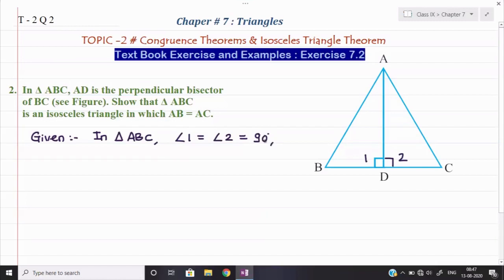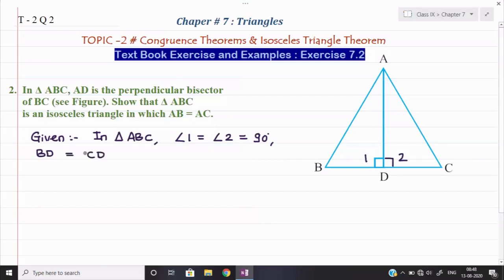Okay. Now second thing, what they are saying, AD is the perpendicular bisector of BC, means AD divides BC into two equal parts. AD is the bisector of BC. In the previous question we have seen the bisecting of the angle, so they were dividing the angle into two equal parts. Here the side is dividing another side, so it divides them into two equal parts. So BC will be in two equal parts here, BD and CD.